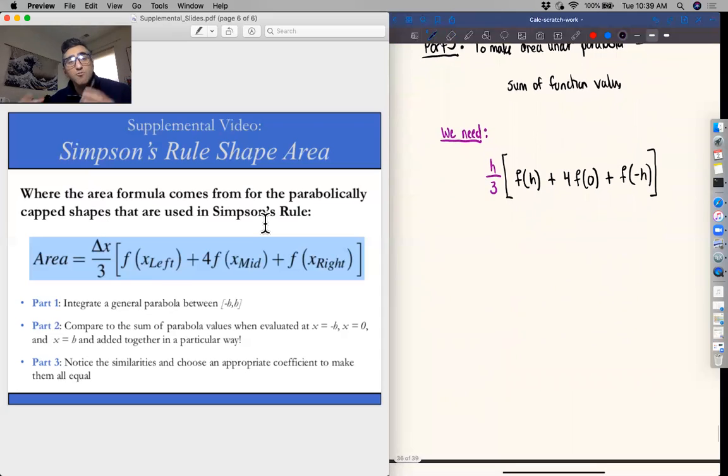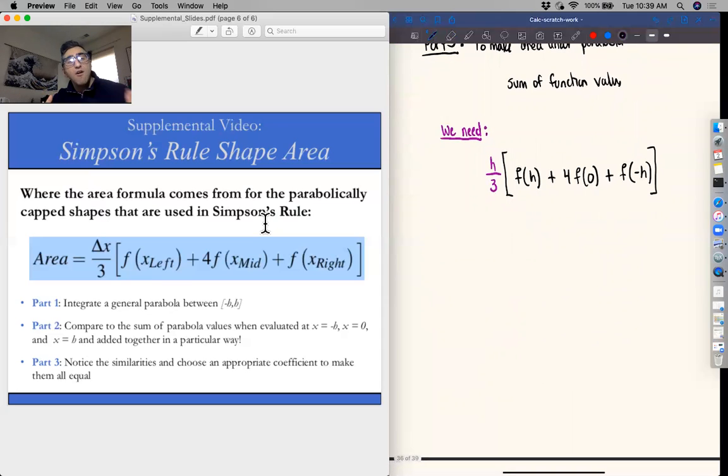And this is actually really reminiscent of this area formula that's highlighted on the left-hand side for the area under one of those parabolically capped regions. The only thing that's different is, remember, our h was actually equal to delta x. The way in which we defined these points previously was, well, x equals 0. This was our x middle point. And I guess I swapped the order of the sum here a bit, but f at h, this was our rightmost point, xr, and f at minus h, this was our left-hand point, xl.